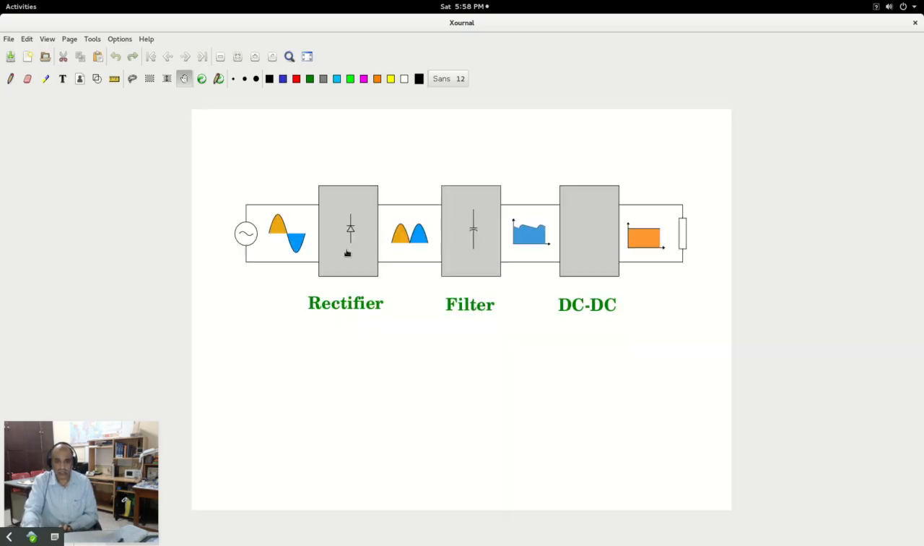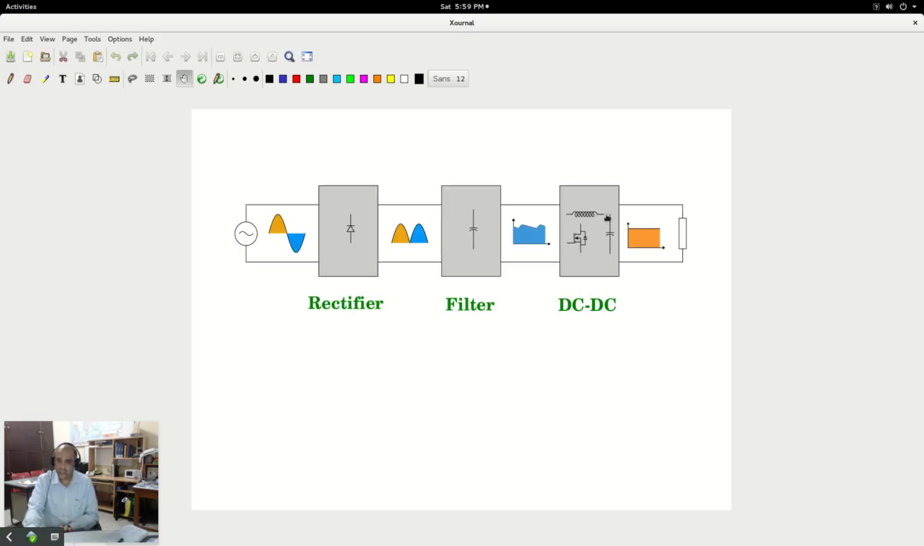The rectifier is nothing but a simple diode arrangement. It may be a half bridge rectifier or a full bridge rectifier, but we shall discuss the most popular rectifier which is used in most of the products today, which is the full bridge rectifier. This will be followed by a filter which could be an LC filter, that is an inductor capacitor filter, or just a C filter. Here again we shall discuss the C filter, which is the one which is most widely used in most of the products.